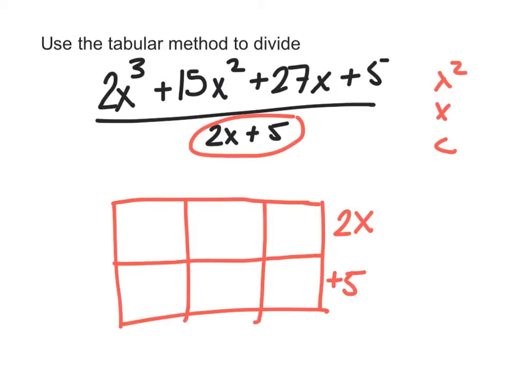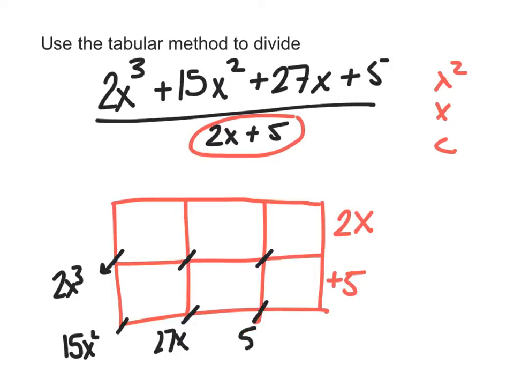Okay, and now I'm going to put the solution in. So remember, this first box I want to be 2x cubed. Then these two boxes together are going to make 15x squared. These two boxes that line up, 27x, and then this last box, a positive 5.